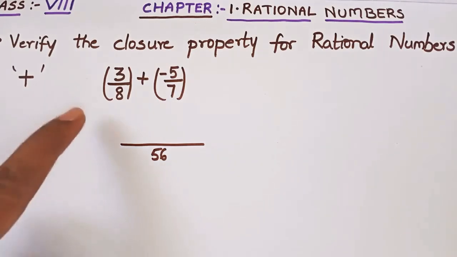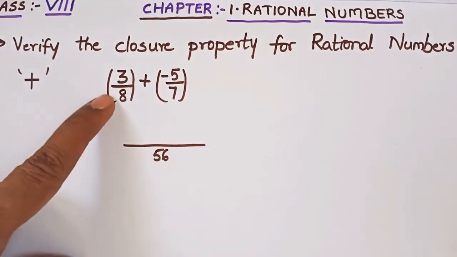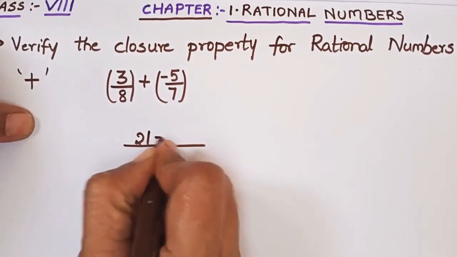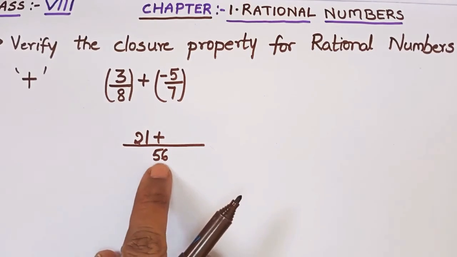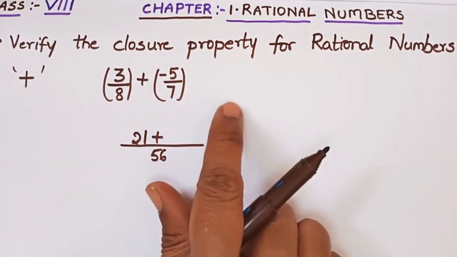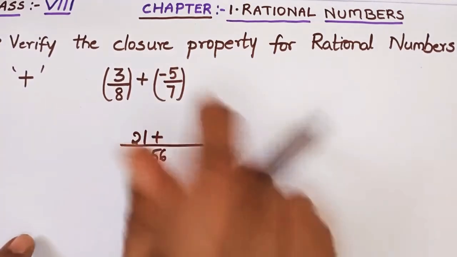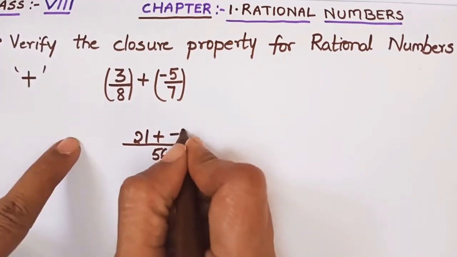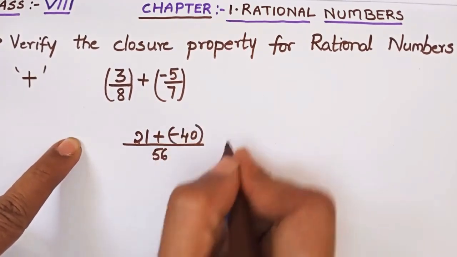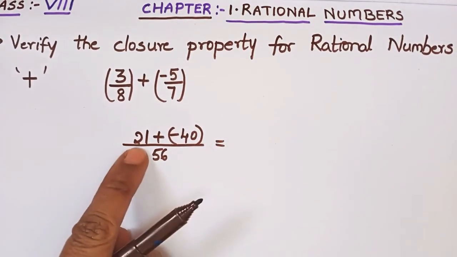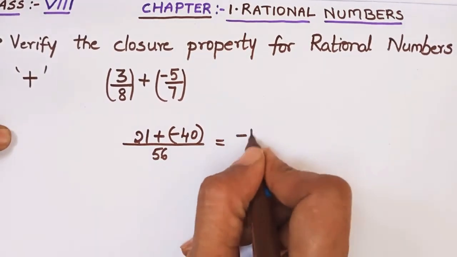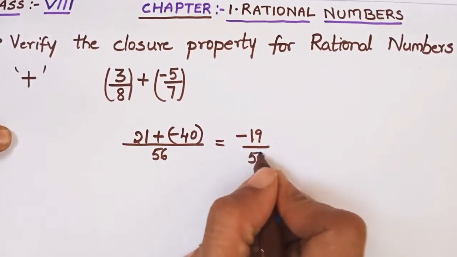So when I divide 56 by 8, it gives me 7. So 7 into 3 gives me 21. Plus, when I divide 56 by 7, I will get 8 as the quotient. Then 8 fives are 40. It's not just 40. You need to remember your sign, so it will be minus 40. So plus 21 and minus 40. My answer will be minus 19 by 56.